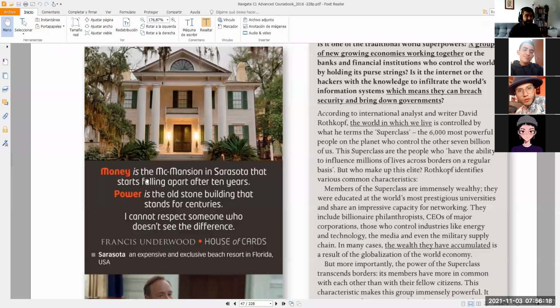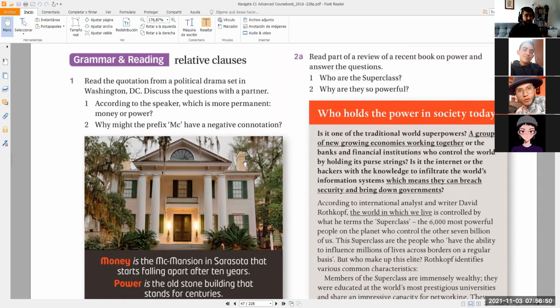You see, basically he is using the figure of two kinds of buildings or structures, right? And he says that power is like that old stone building, that ancient building, like the pyramids, let's say, which is built out of stone and stands for centuries, while money is just like that Mac mansion in Sarasota, which after 10 years starts falling apart, you see? So that's the figure that he uses here, and it's extremely powerful.